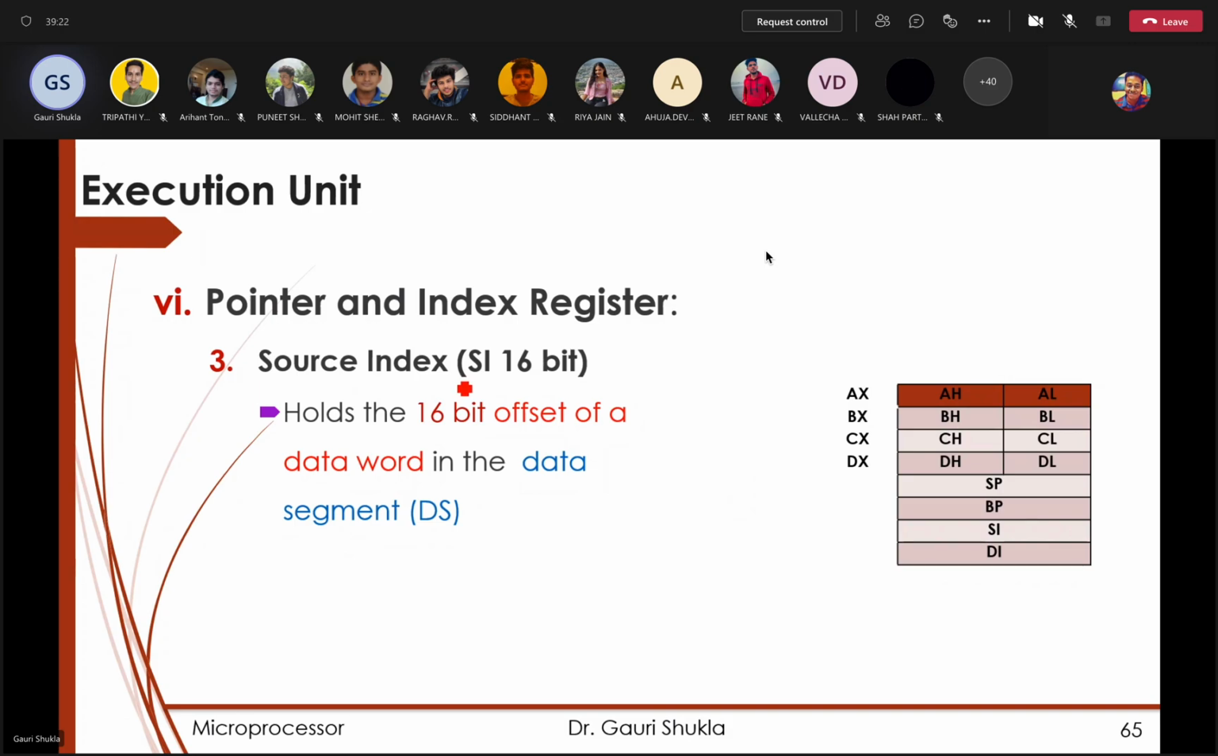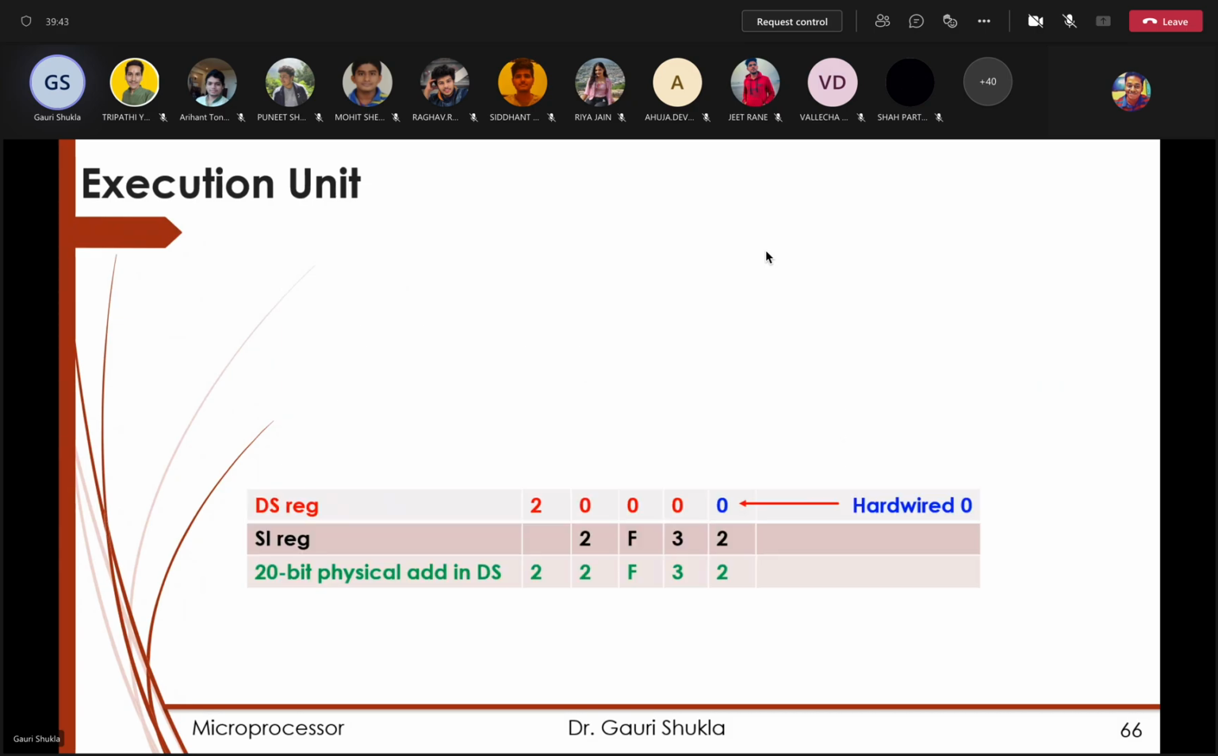Okay. So next one is the source index, that is SI, which is again 16-bit. So it holds the 16-bit offset of a data word in the data segment. So SI and DI are again related to the data segment. Where is the base location of the data segment? It is in the data segment register in BIU. Always remember.